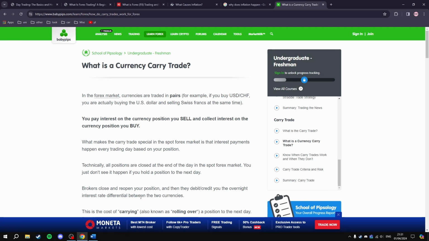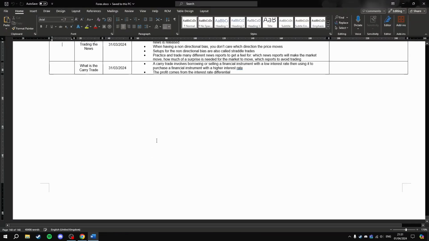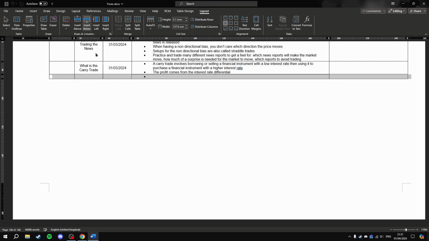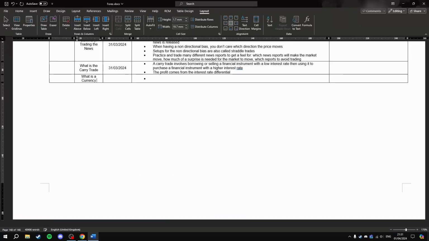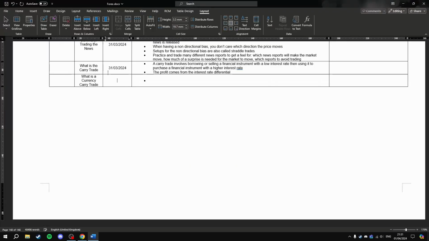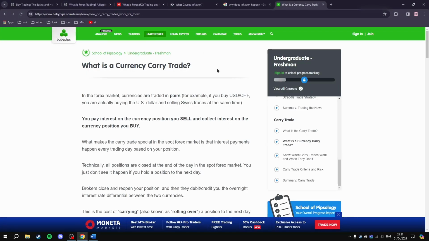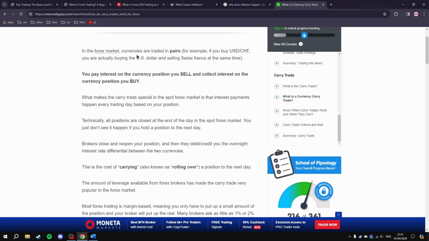So now we're on to what is a currency carry trade. Date is the 1st of April. So what is a currency carry trade? In the Forex market, currencies are traded in pairs. For example, if you buy USD CHF, you're actually buying the US dollar and selling the Swiss francs at the same time. You pay interest on the currency position you sell and collect interest on the currency position you buy.